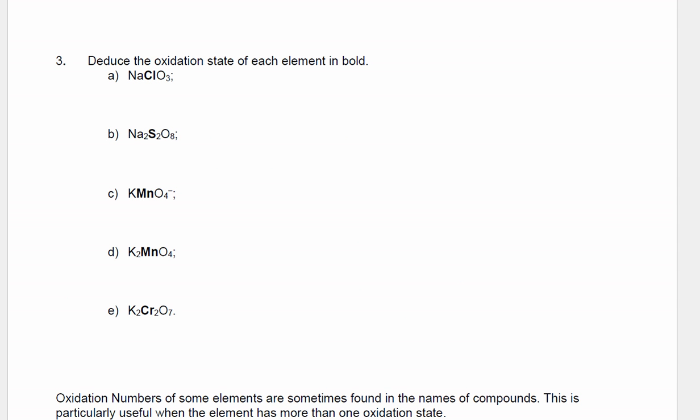Jumping ahead slightly, we're going to look at the answers to question 3. These are slightly more complicated because there are more atoms present. In the first one, NaClO3. Sodium's in group 1, so we'll have an oxidation number of +1 when inside a compound or ion. The oxygen, -2. These are the things that you've been told to learn.